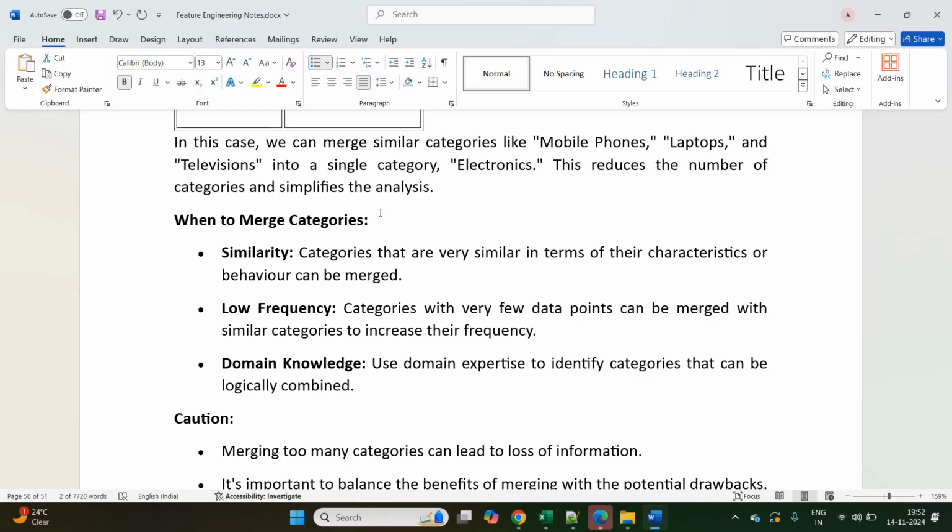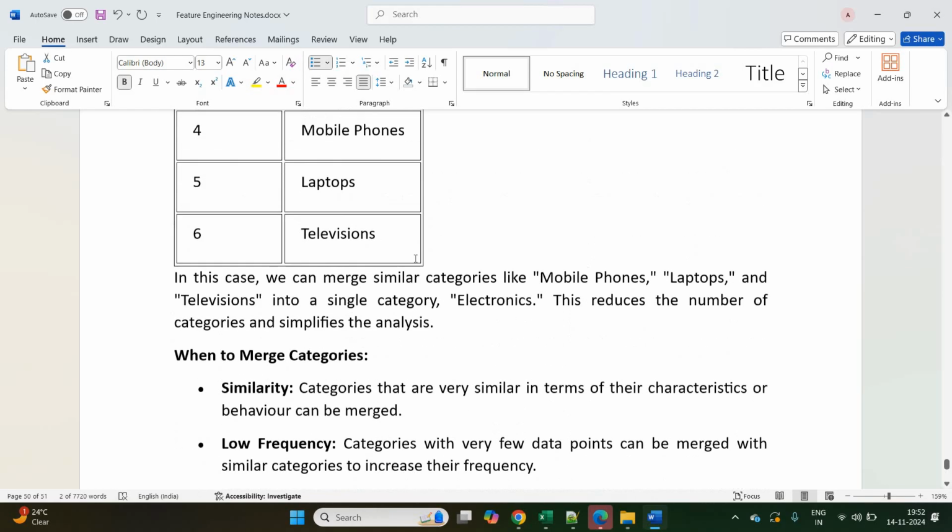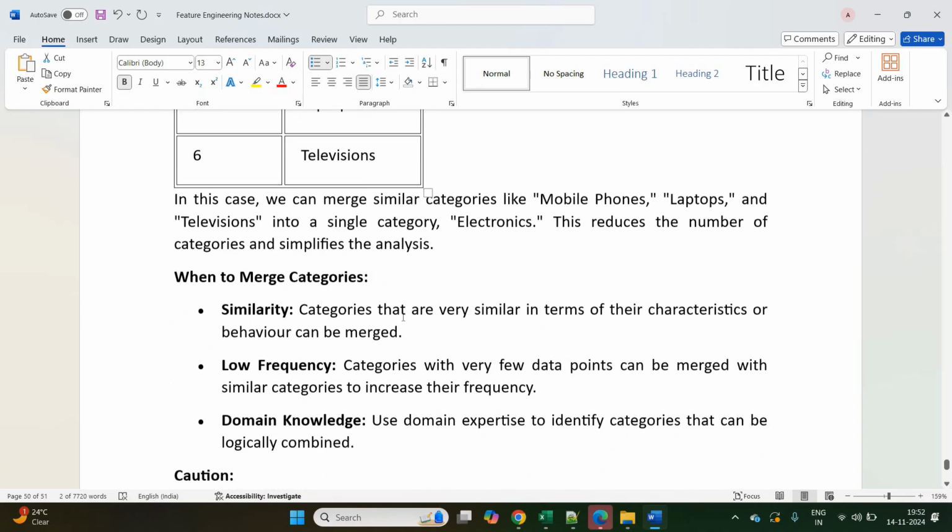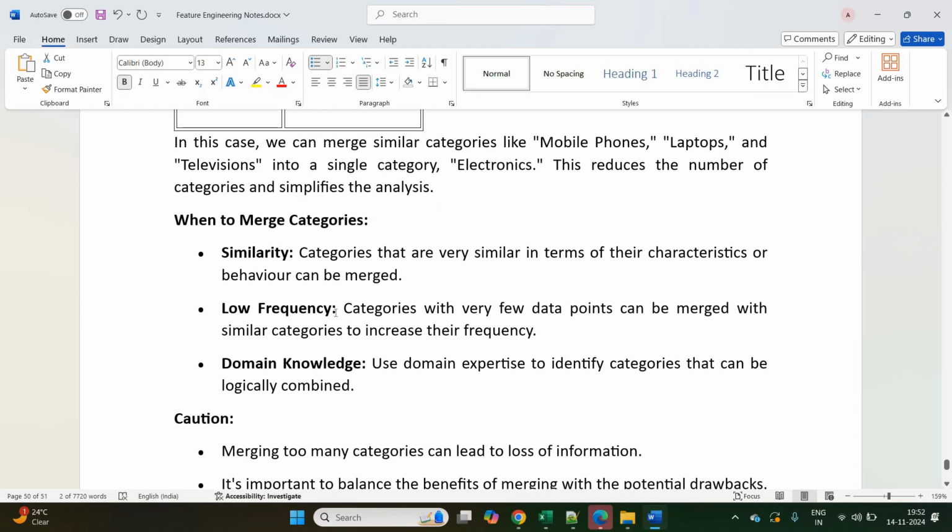So the first thing is similarity, right? Categories that are very similar in terms of their characteristics or behavior can be merged. Here it is. The example was for this only, similarity. Then we have another condition, low frequency. So wherever the categories have very few data points, right?